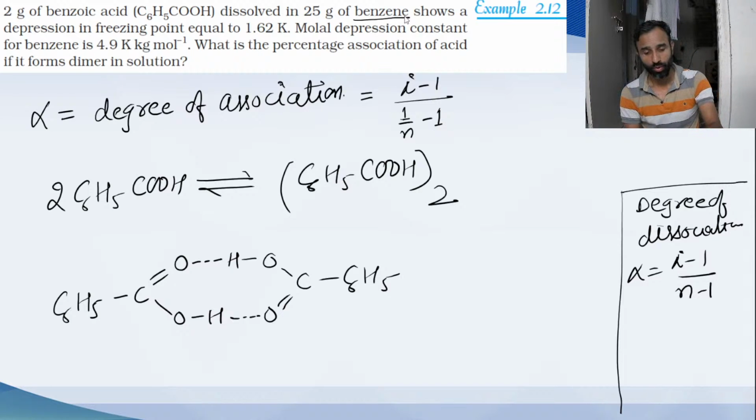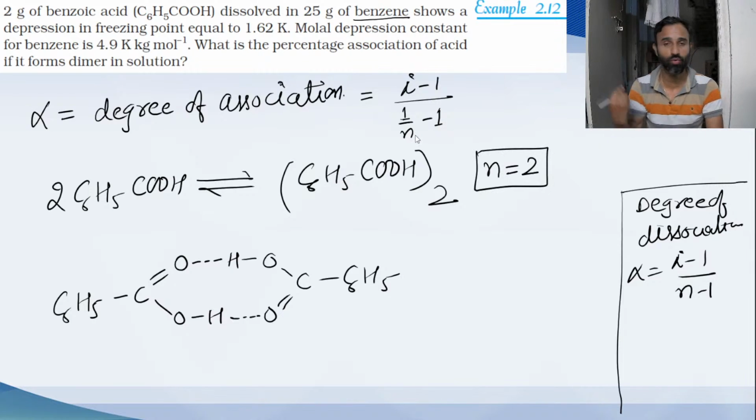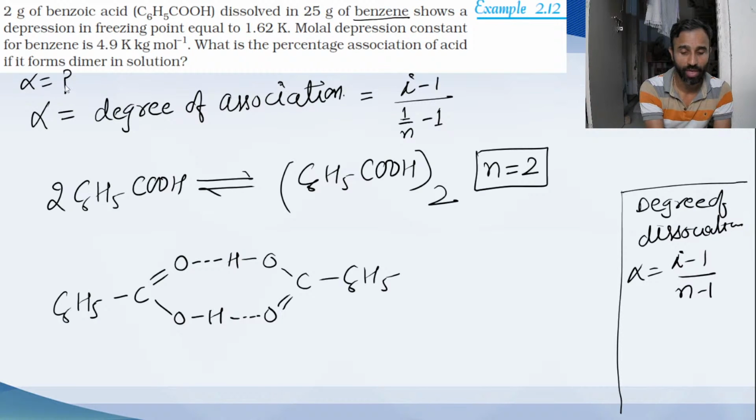Now n for this is 2 because it forms a dimer, so n is 2. N is given to us, but i is not given. So the next part: the first part was alpha, and to calculate alpha we need i.